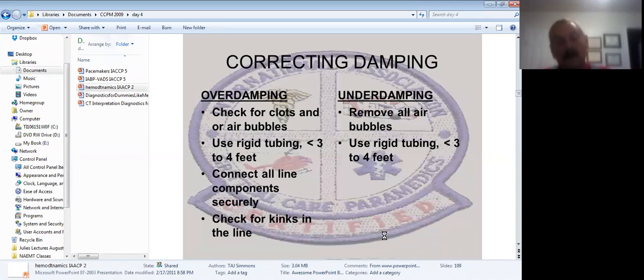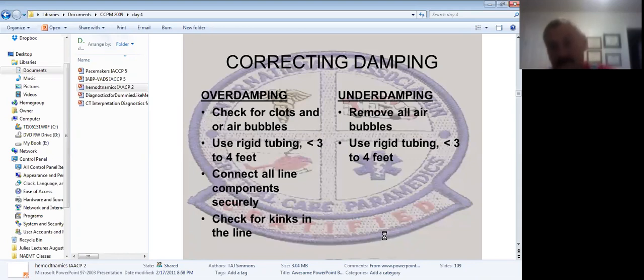When you're talking about correcting an overdampened waveform, look for clots or air bubbles in your art line. Make sure that your tubing does not have an extension on it. Make sure it's less than 3 to 4 feet. Make sure that all your connections are tight and that you don't have a leak somewhere. And then check for kinks in the line, or make sure, when transporting, that the cot leg isn't actually on top of the art line, or that it hasn't been folded over.